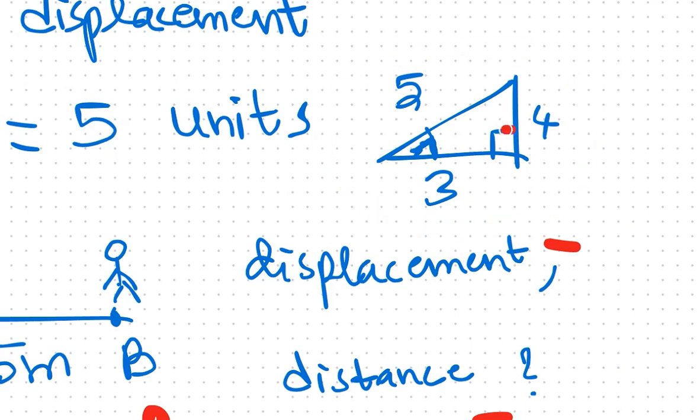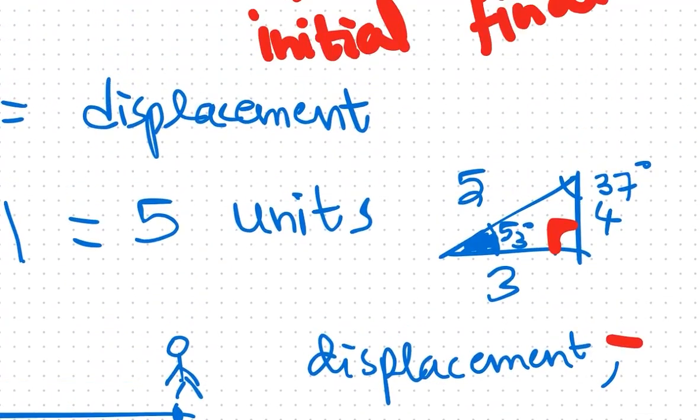90. So the side opposite to the 90 is called the hypotenuse. Hypotenuse is also known as the longest side. Makes sense, right? So this angle will be how much? 53. Okay, so 53 and 37. So what was the question again?